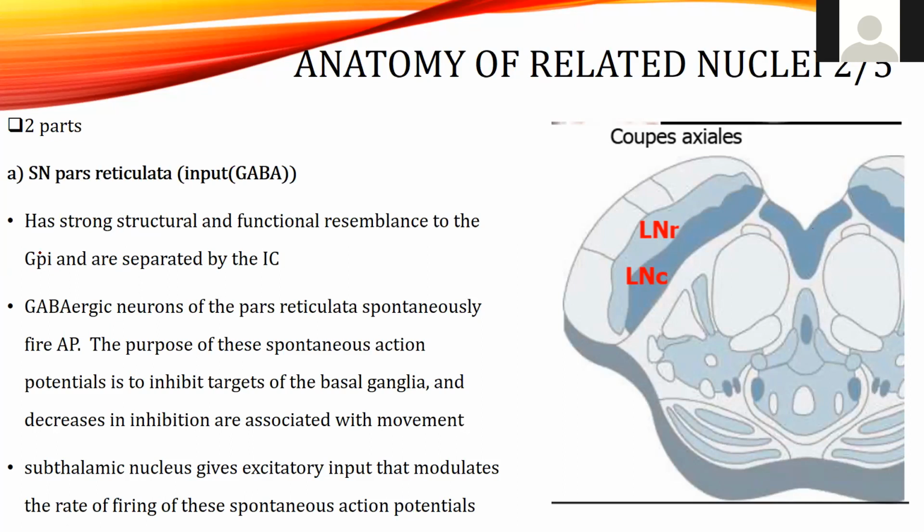The pars reticulata has strong structural and functional resemblance to the globus pallidus internal and is separated from it by the internal capsule. It is rich in GABAergic neurons. These GABAergic neurons simultaneously fire action potentials. The purpose of this simultaneous action potential is to inhibit the target of basal ganglia and decrease the inhibition associated with movement. The subthalamic nucleus gives them excitatory inputs that modulate the rate of firing of these spontaneous action potentials.